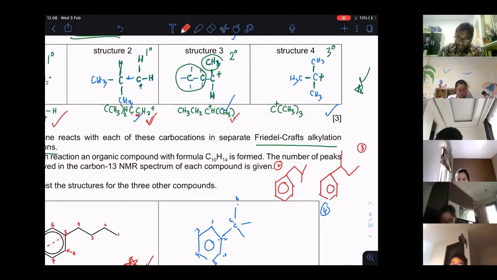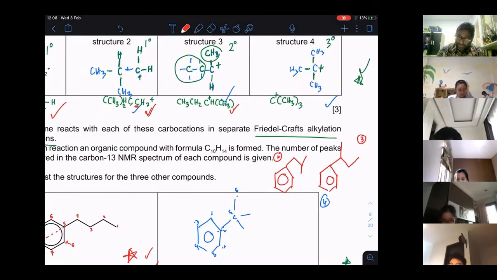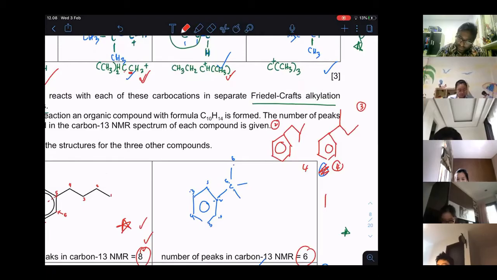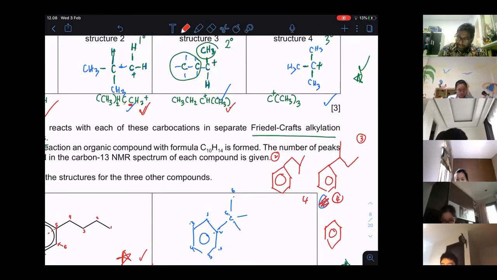Now let's actually go to structure number 4. Okay, structure number 4. So if I have a benzene, and then I have the carbon, one carbon bonded to one carbon, and then I'm going to bond it to CH3, CH3, CH3. So 1, another 1, another 1, something like this. Okay, so this is going to be structure 4.